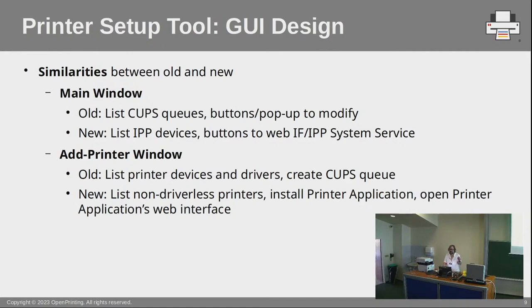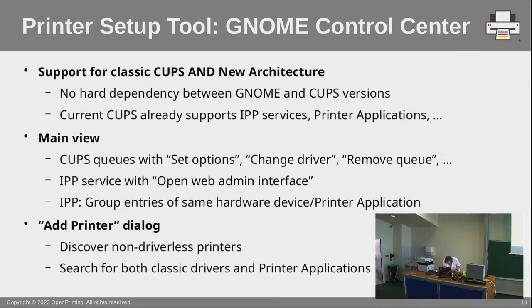And when you have set up the print queue, the printer application advertises itself as an IPP service, and so you see the printer in the main list. And in the main list, one thing is if an IPP service is listed, you don't get buttons for setting PPD options, for changing the driver, or for removing this queue. You simply get a button for opening the web interface of the service, which means the web interface inside this printer if it's a native printer, or the web interface of a printer application, if it's a printer application.